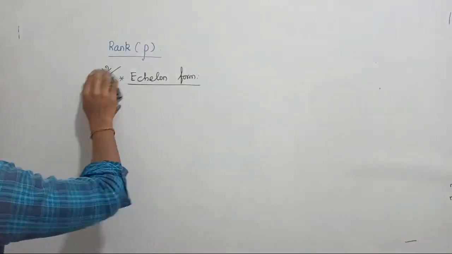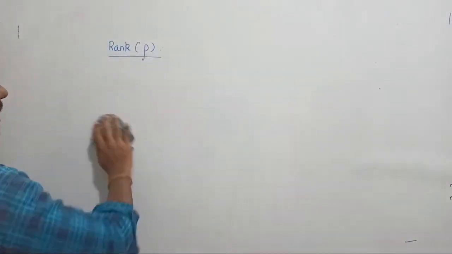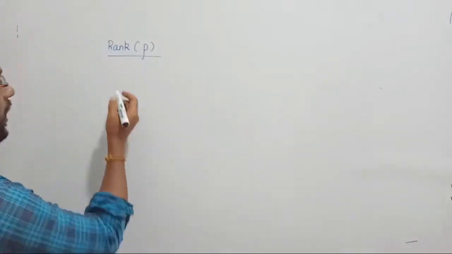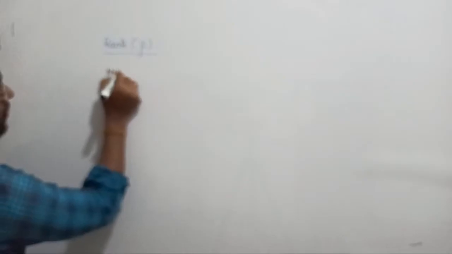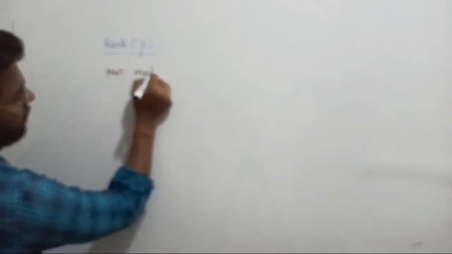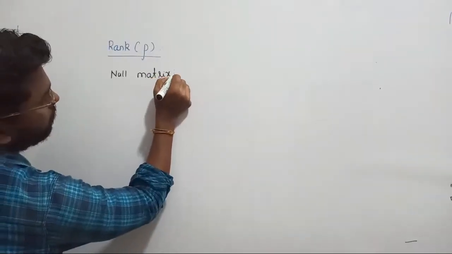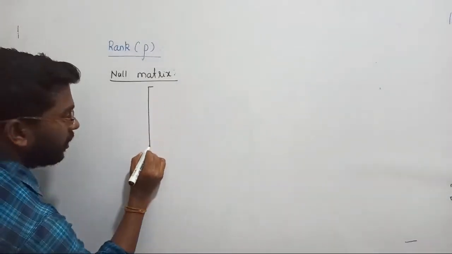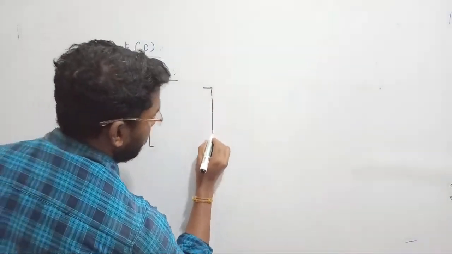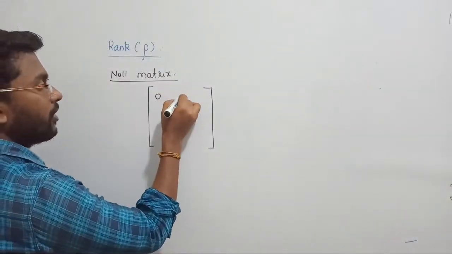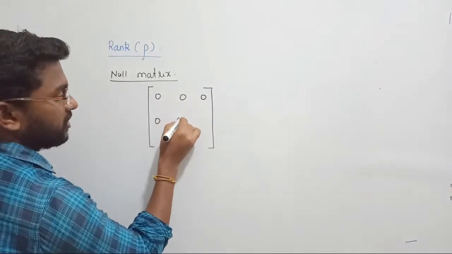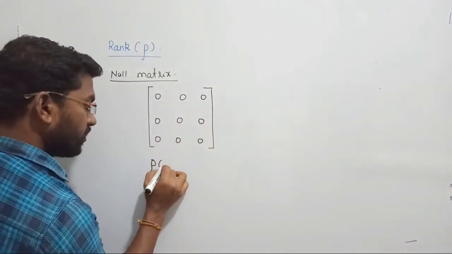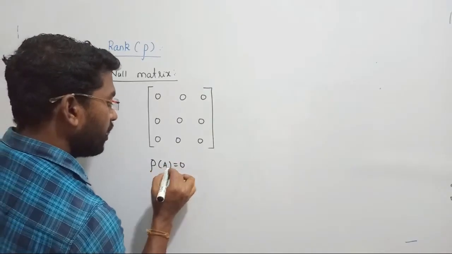Now let us see some of the properties of the rank of the matrix. First thing, see, I have a null matrix. Just I have a null matrix, right? If there is a null matrix, how will you find out the rank? Tell me, what is the rank of a null matrix? For example, the best example, I am selecting 3 cross 3. What is the rank of a null matrix? The rank of a null matrix will be equal to 0.